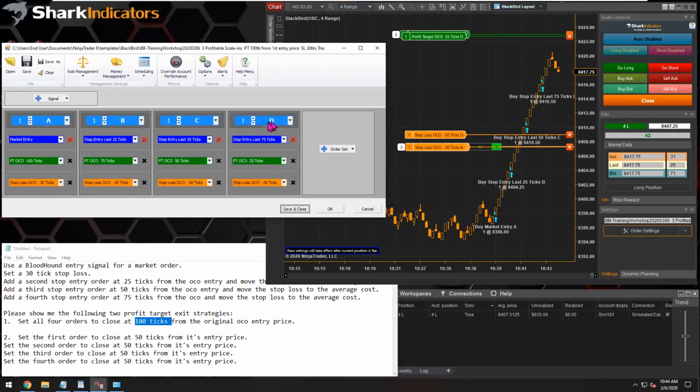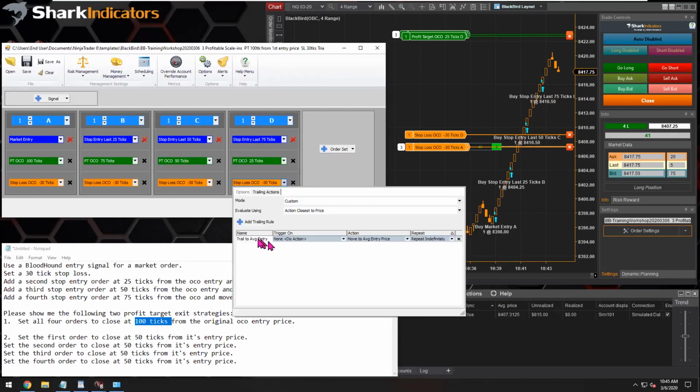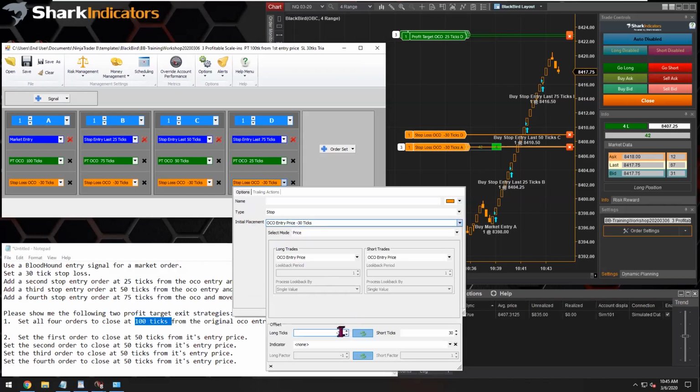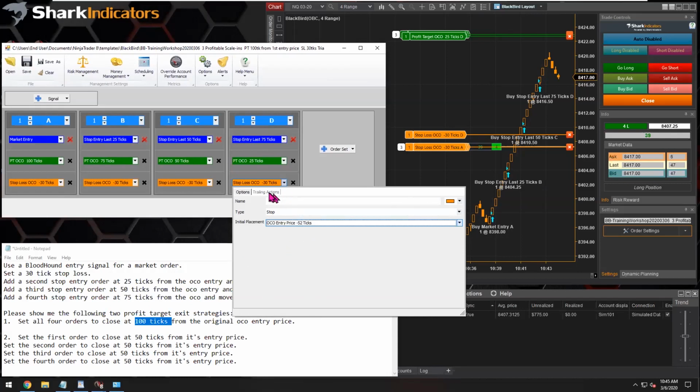All right, so order D, let's go to options and make that a 50 tick offset. So if we want to, just for good measure, we could say make it 52 ticks, just a couple ticks below it, and then it'll snap up to the average entry price after that.